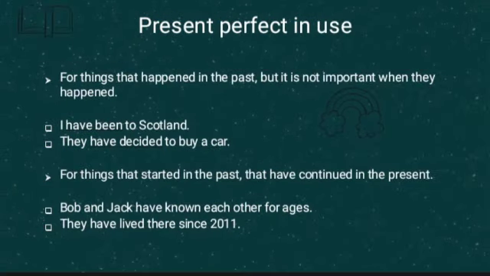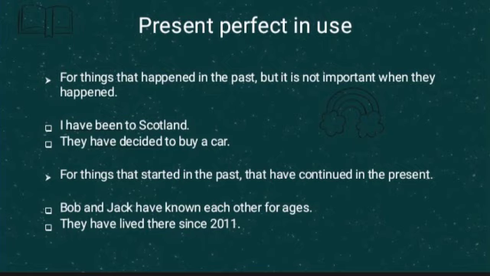Let's have a look at the present perfect tense in use. We use the present perfect tense for things that happened in the past, but it's not important when they happened. I have been to Scotland. It's not important when I've been there. It's important that I've been to Scotland. They've decided to buy a car. It's not important when they decided it. The decision alone is important.